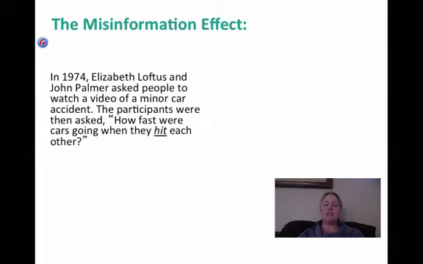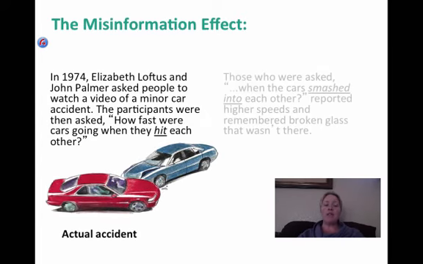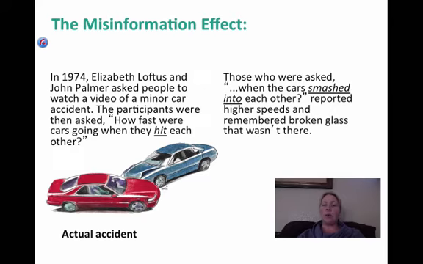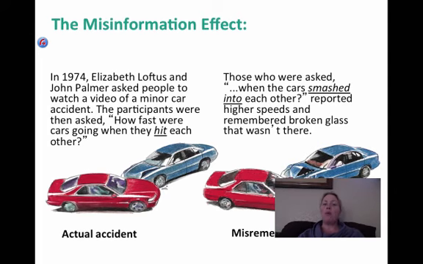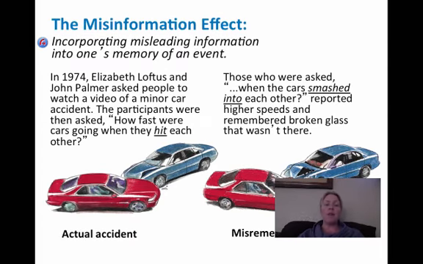So what is the misinformation effect? Well, in 1974, Loftus and Palmer asked people to watch a video of a minor car accident. The participants were then asked how fast the cars were going when they hit each other. Those who were asked about the cars smashing into each other reported remembering higher speeds and remembered broken glass that wasn't there. Just that one word, smashed, changed the way they recalled the event. So the definition of the misinformation effect is incorporating misleading information into one's memory of an event.